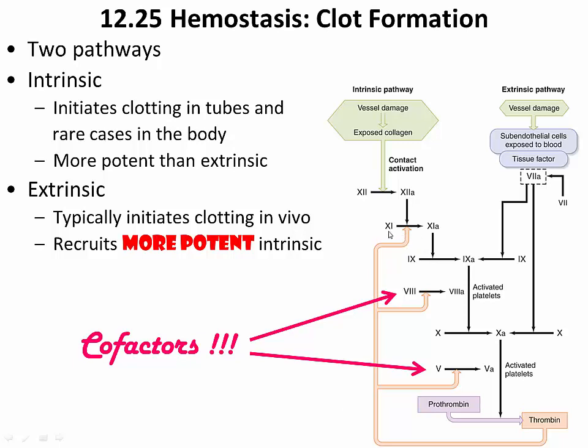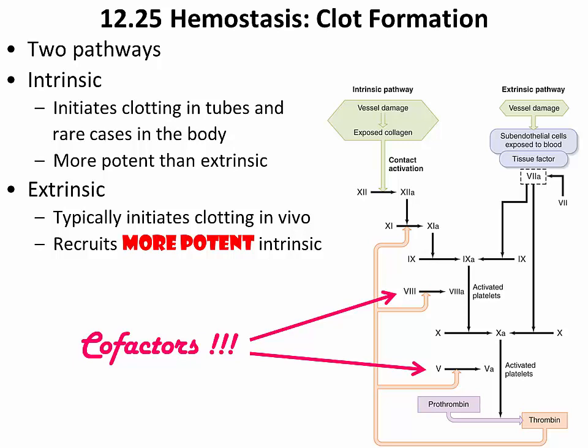It converts factor 11 into 11A, which then, of course, cascades down to the production of more 10A and the production of more thrombin. It also activates factor 8 to 8A and 5 to 5A. Both of these are cofactors. The importance of 8A is illustrated by the fact that the most common form of hemophilia is the result of the absence of factor 8, and therefore the nearly complete failure of blood to clot.